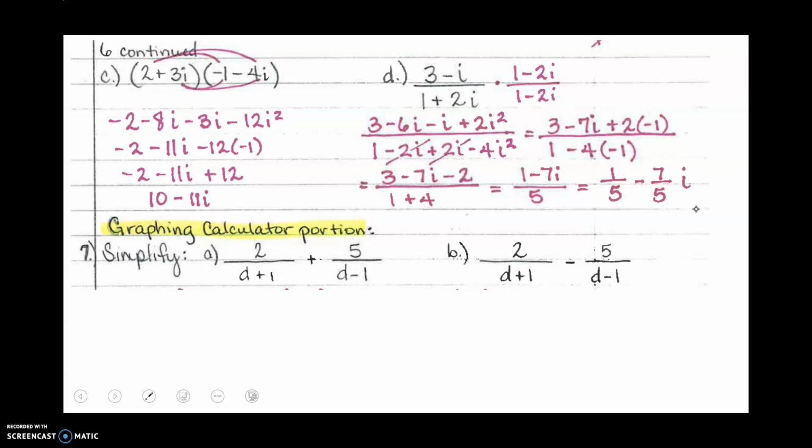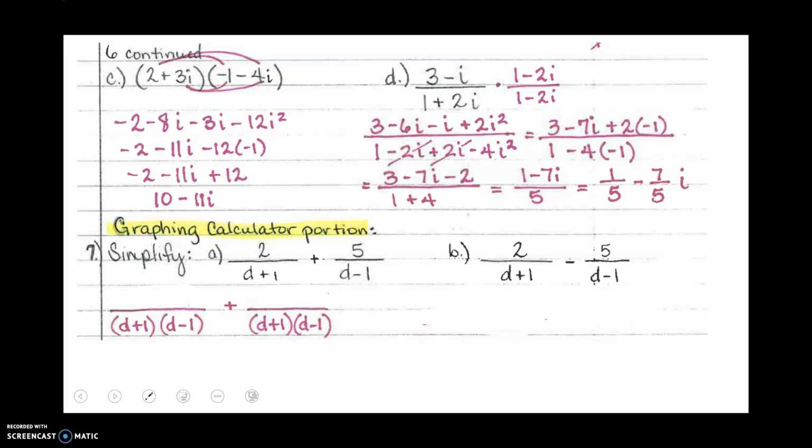All right, so for this first one, it says to simplify. The only way you can add two fractions is if you have a common denominator. So I need a common denominator for d plus 1 and d minus 1. So that common denominator would just be d plus 1, d minus 1. So to get from here to here, we had to multiply by d minus 1. If I do that to the bottom, I got to do it to the top. So I'm going to have 2 times d minus 1. To get from here to here, we had to multiply by d plus 1. So if I do it to the bottom, I got to do it to the top. So that's going to be 5 times d plus 1.